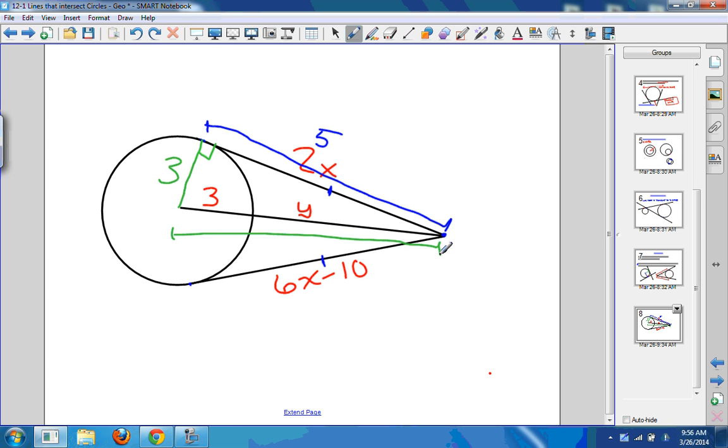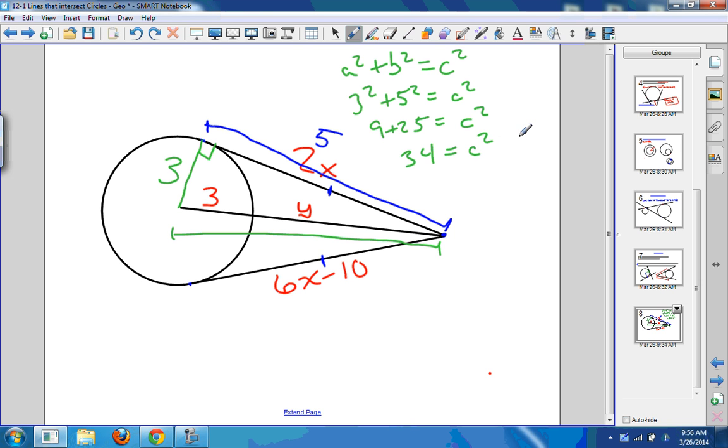with the Pythagorean theorem. A squared plus b squared equals c squared, because it's a right triangle. So we know that this 3 and the 5 can be the a and the b, so 3 squared plus 5 squared is equal to c squared. 3 squared is 9, 5 squared is 25. So 9 plus 25 is equal to c squared. 9 plus 25 is 34. So 34 equals c squared. And if I want to find c, I need to get rid of that squared. Opposite of squaring is a square root. So the square root of 34 is equal to c.